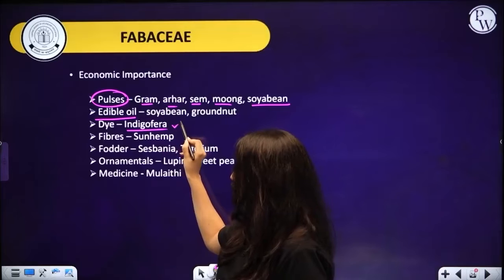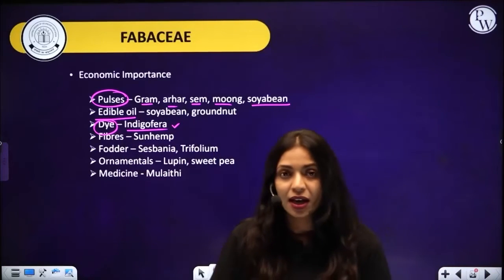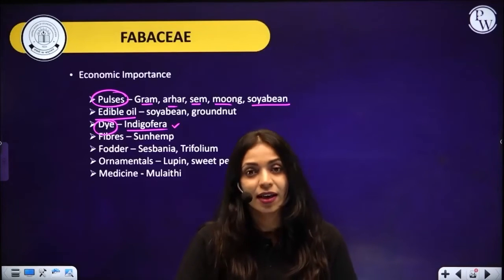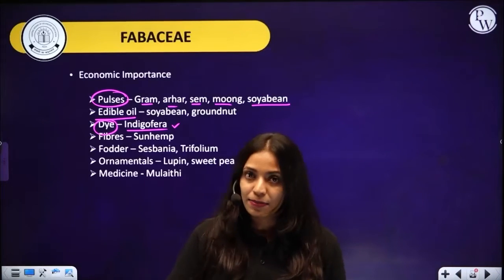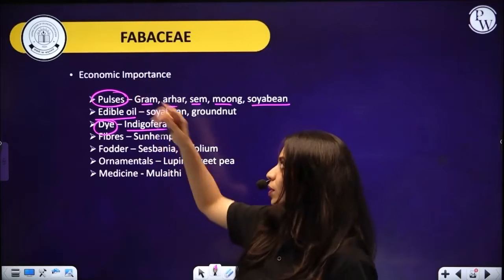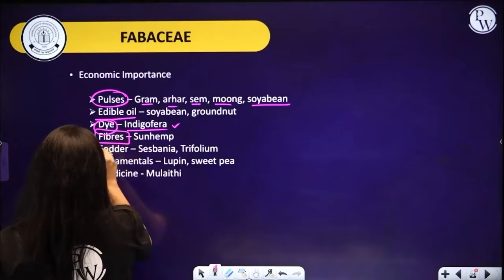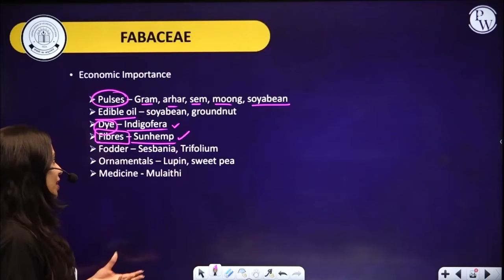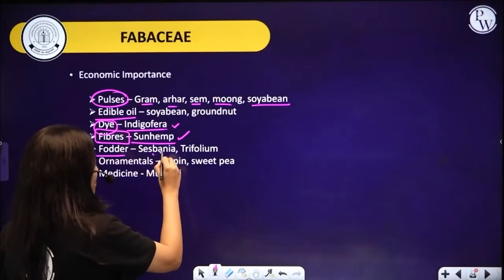Indigofera. Indigofera is the name of a plant from which a dye is obtained. You may have heard about these indigo dyed saris and kurtas and dresses and all of that, right? For that natural dyeing process, which is basically a blue colored dye, they make use of plants called Indigofera, which also belongs to Fabaceae family. Talking about fibers. Fibers can be obtained from a plant called sun hemp, which is also economically very important. Fodder for animals is obtained from plants like Sesbania and Trifolium.